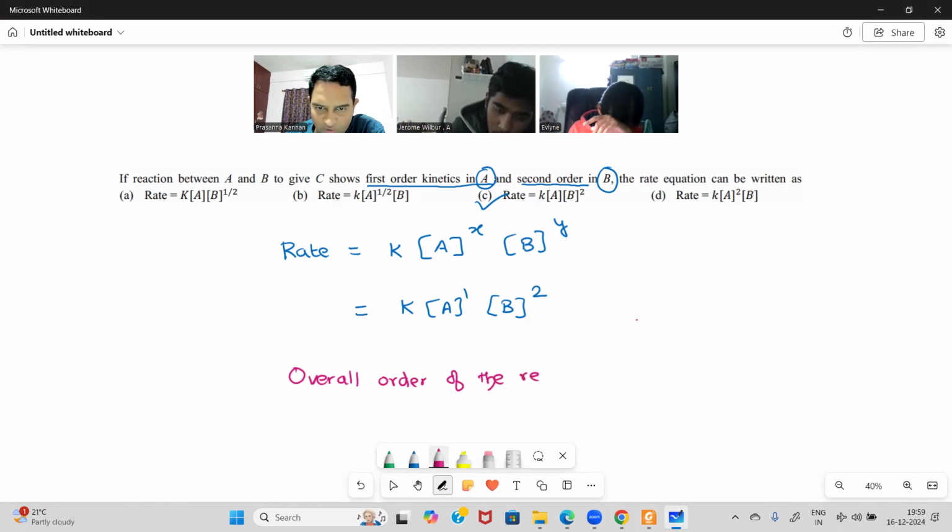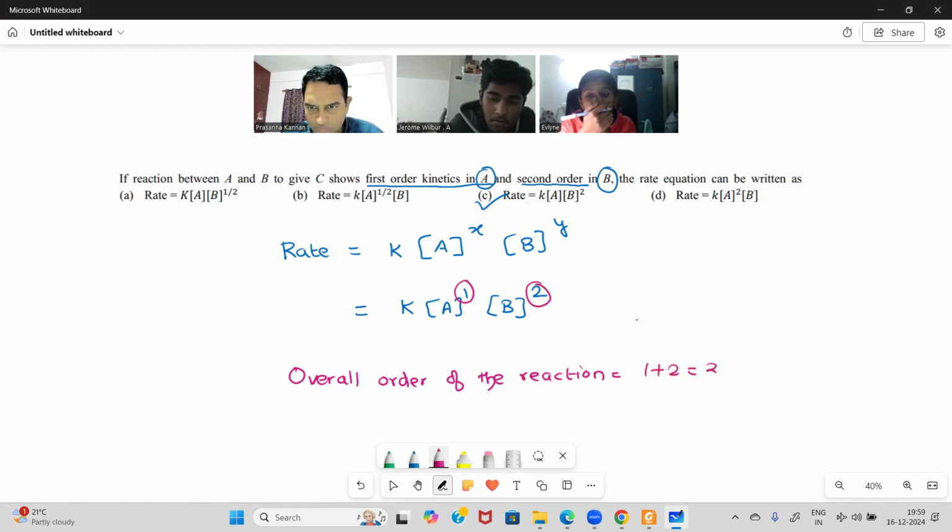Yes, Jerome, what is the overall order of the reaction? 3, sir. Exactly. It is nothing but the sum of these powers, 1 plus 2. So it's going to be 3, isn't it? Okay. What is the meaning of this, or how are we going to experimentally determine this equation? We'll see in the next question.